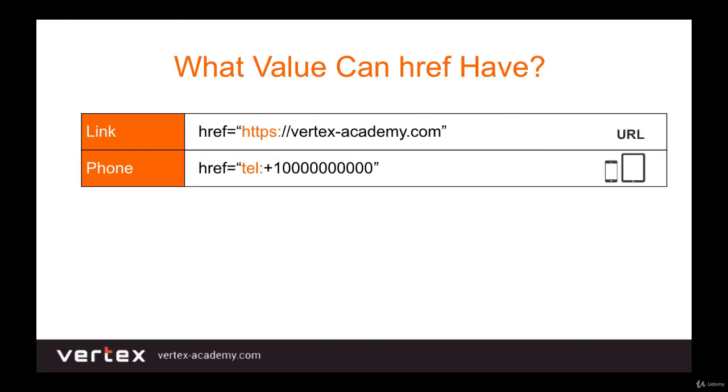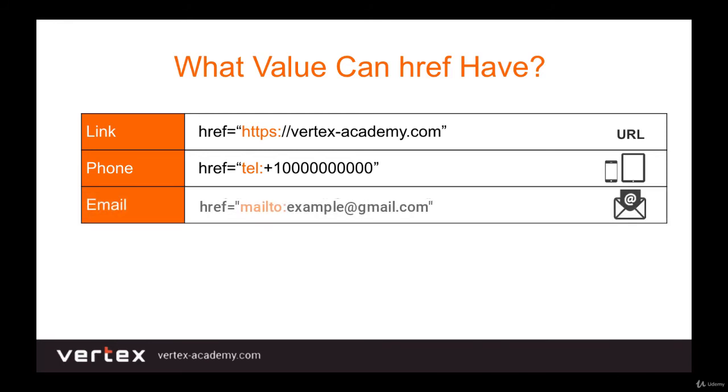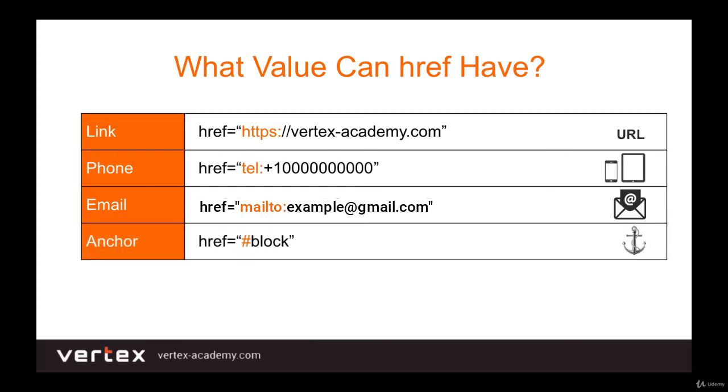You write tel, then a colon, and then the phone number. And when you click the link, this number automatically opens in the phone book. There's a similar feature for emails, meaning when you see an email address on some company website, you can simply click on it and it will automatically open your email account so that you can start writing a message to that address right away.